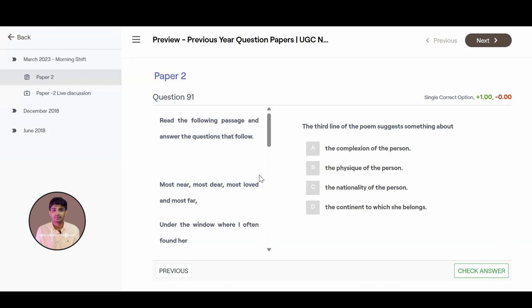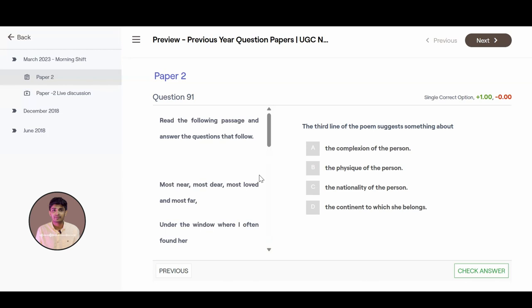Every time you have different weightages for different topics, but if there is one area or segment where the weightage doesn't change, it is the comprehension section. 10 questions, 5 questions from poetry and 5 questions from prose, usually. So 10 questions from comprehension is a sure question, no doubt about that.